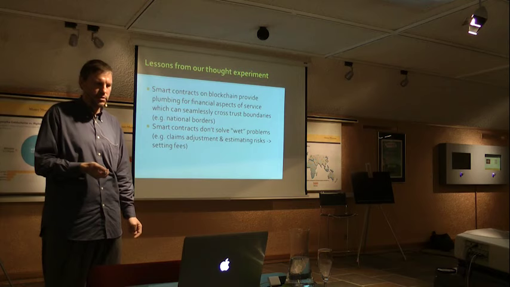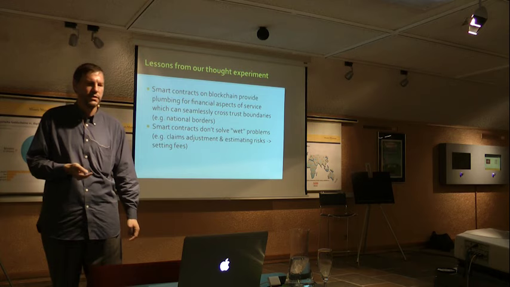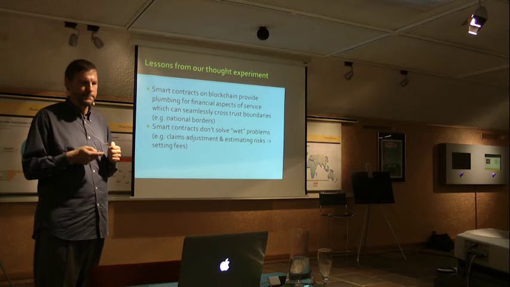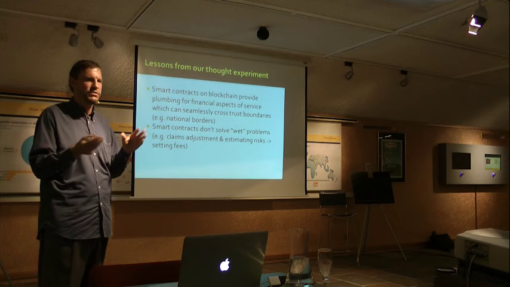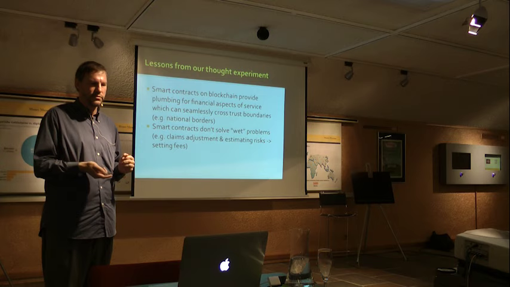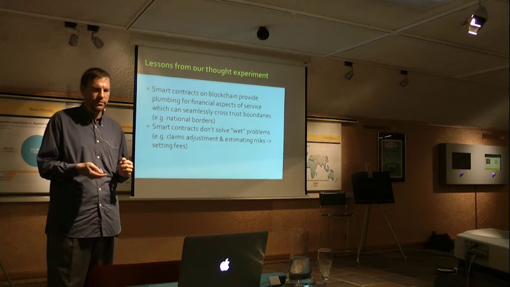Let's go through another lesson here. Smart contracts on blockchains provide plumbing for financial assets and aspects of services, which can seamlessly cross trust boundaries, such as national borders. There are a lot of trust boundaries in the world; national borders are the most obvious ones. So smart contracts are going to provide the low-hanging fruit, the applications that are really well-defined for smart contracts. We're going to see a global financial plumbing emerge in the next few years. Smart contracts don't solve wet problems, such as claims adjustment, estimating risks, and so forth. Certainly not by themselves.